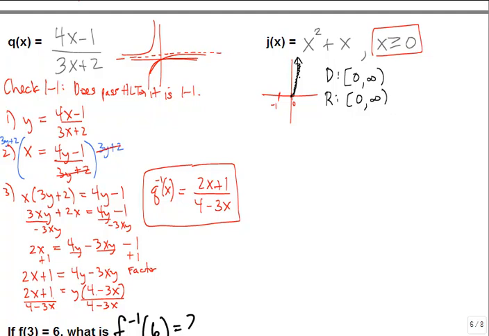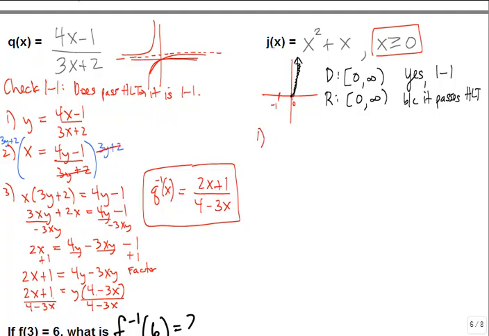Is this graph with this domain restriction 1 to 1? Yes, because it will pass that horizontal line test. So yes, this is 1 to 1 because it passes the horizontal line test. And that only happened because we restricted our domain. If we had kept that full parabola, then we would have failed our horizontal line test. But because we're making this restriction, we do have an inverse, so we should be able to find it.